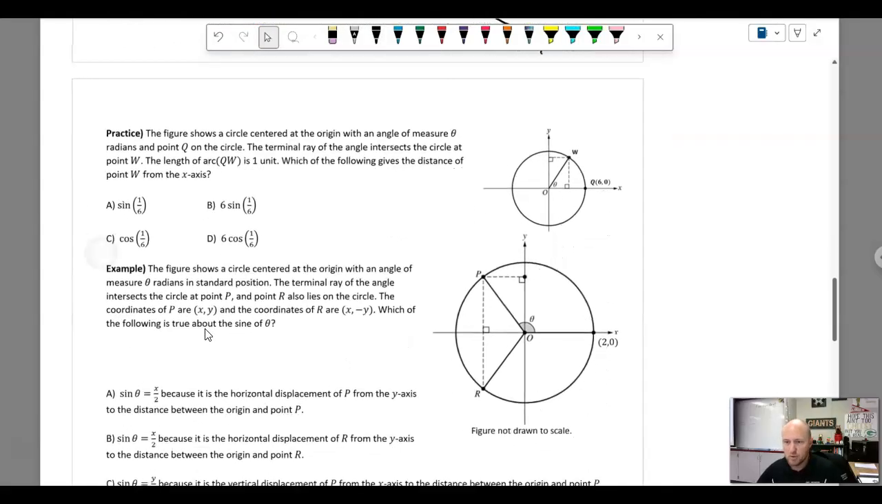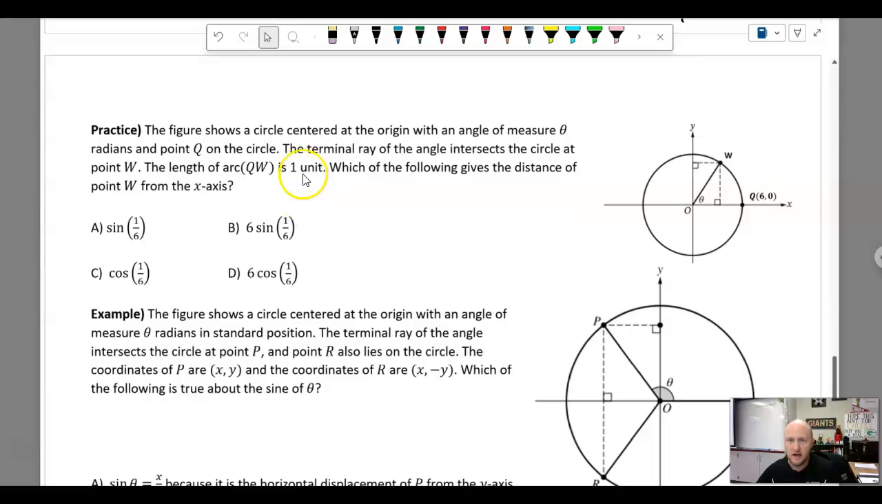Okay, practice question here. The figure shows a circle centered at the origin with the angle of measure theta radians and point Q on the circle. The terminal ray of the angle intersects with the circle at point W. The length of the arc QW is 1 unit. Which of the following gives the distance of point W from the x-axis? Pause me. Try this one.